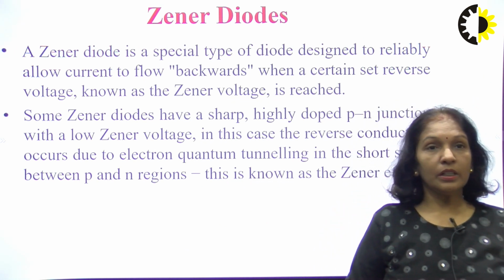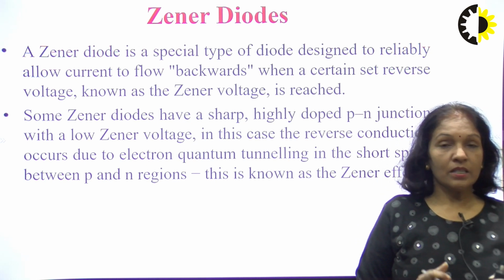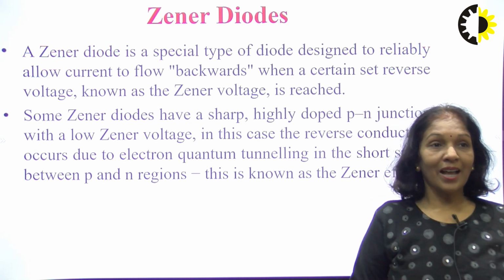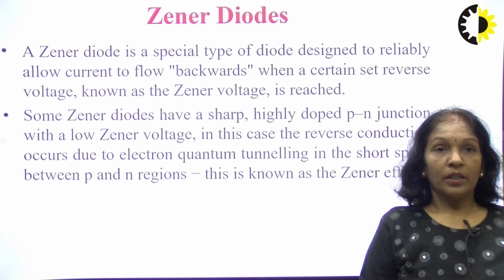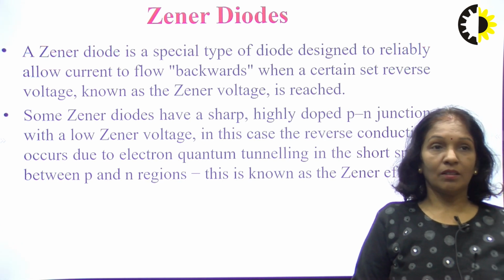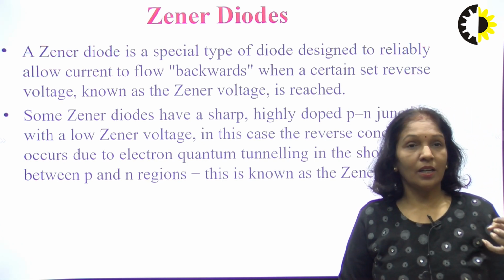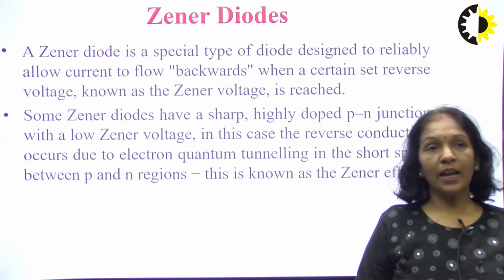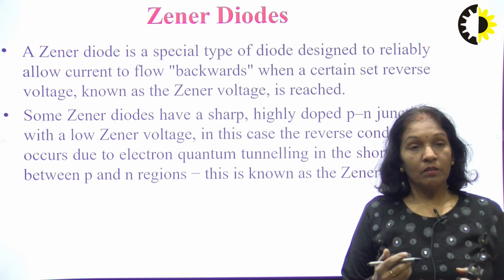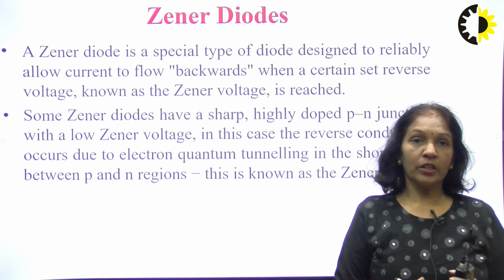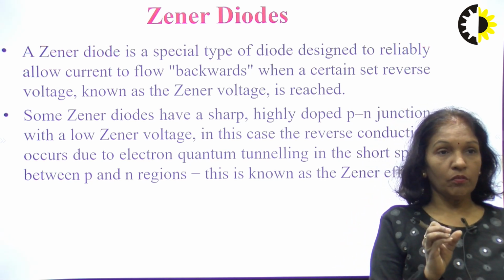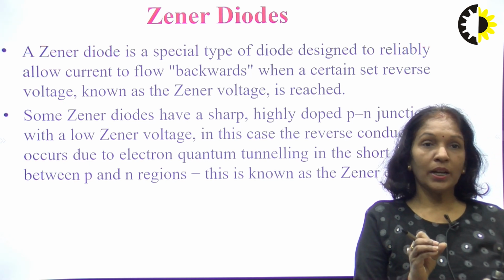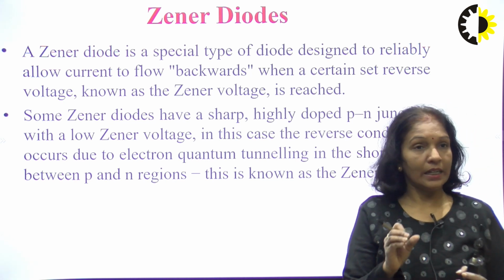A Zener diode is designed in such a fashion that it reliably allows a current to flow in the backward direction when a certain reverse voltage, which is known as the Zener voltage, is reached.